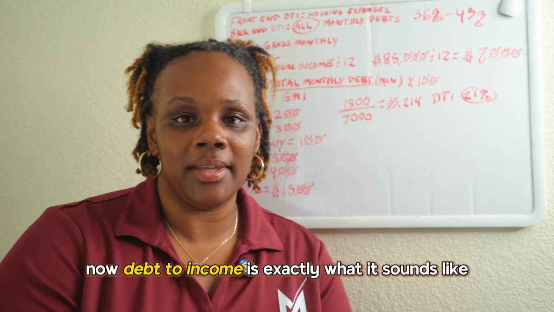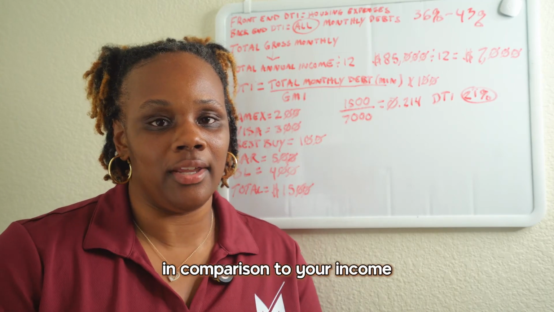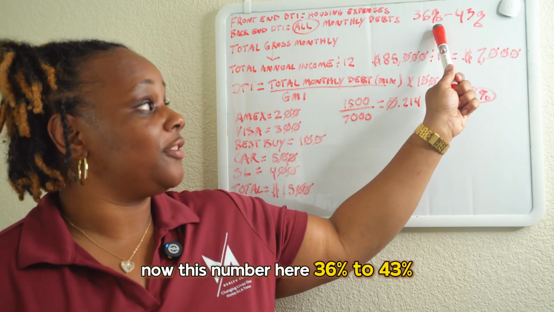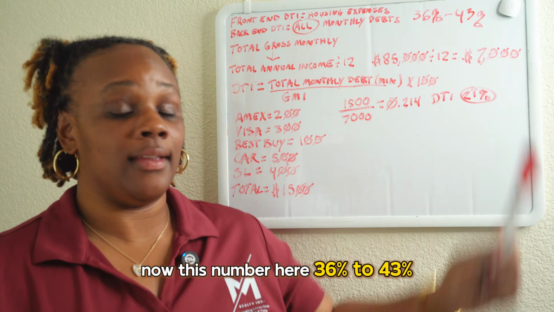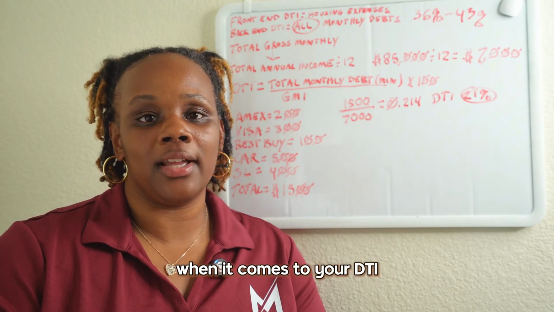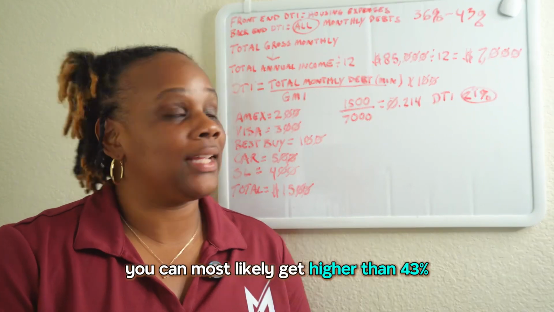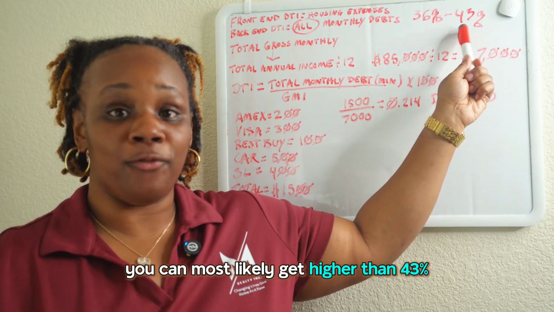Now, debt to income is exactly what it sounds like. How much debt do you make in comparison to your income? Now, this number here, 36% to 43%, most lenders want to see you somewhere in between there when it comes to your DTI. Now, if you're using the VA loan, you can most likely get higher than 43%.